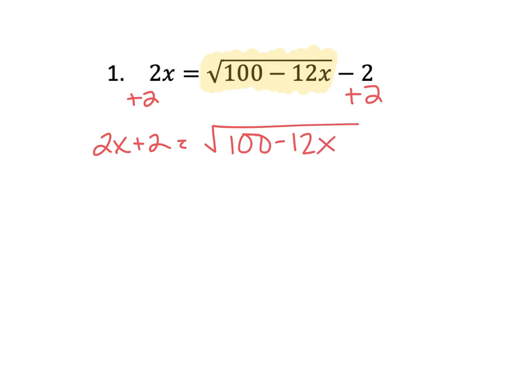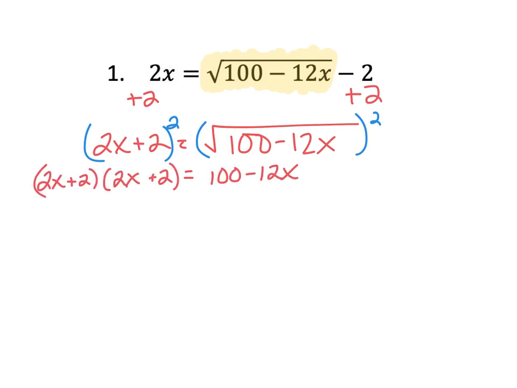Now that the square root is isolated, to get rid of it, I do the inverse, which would be square. So I'm going to square both sides, and this is where it gets tricky because that means I'm squaring a binomial, and when I square a binomial, I get a trinomial. So I need to square this, which would produce 4x squared, plus 4x and plus 4x, or plus 8x for the product of my outer and inner, and then plus 4 equals 100 minus 12x.